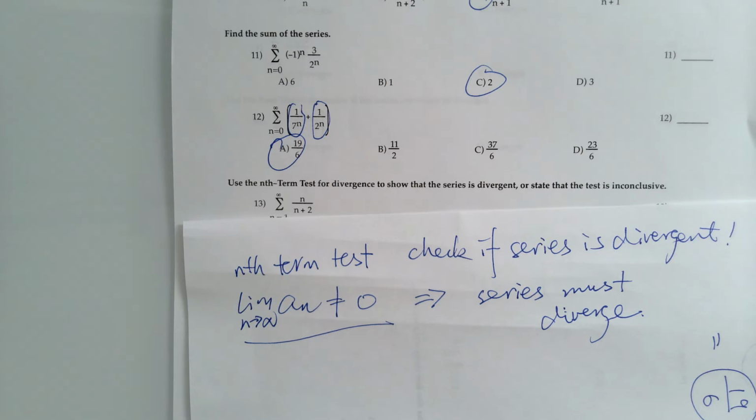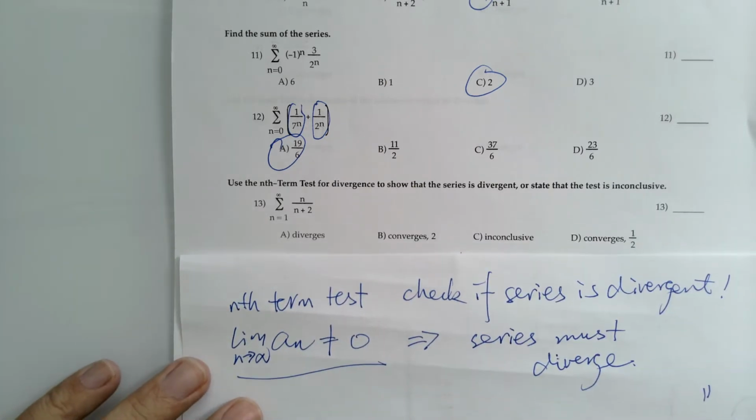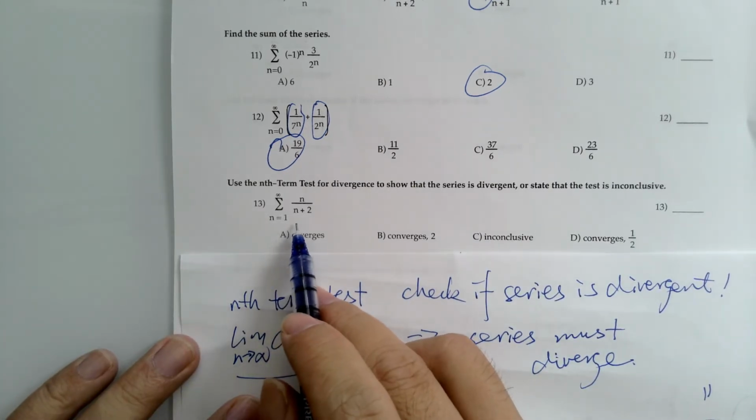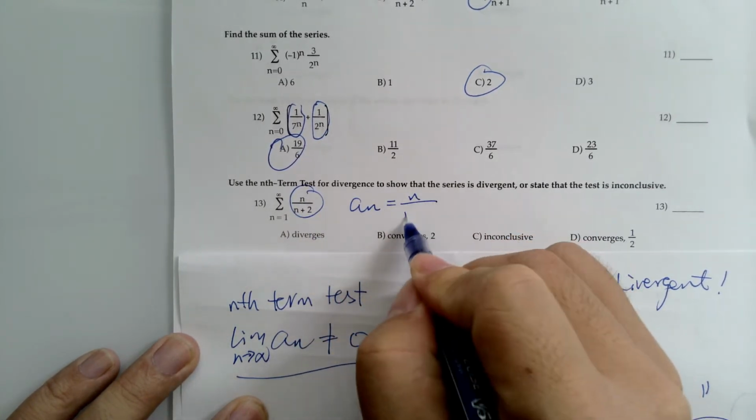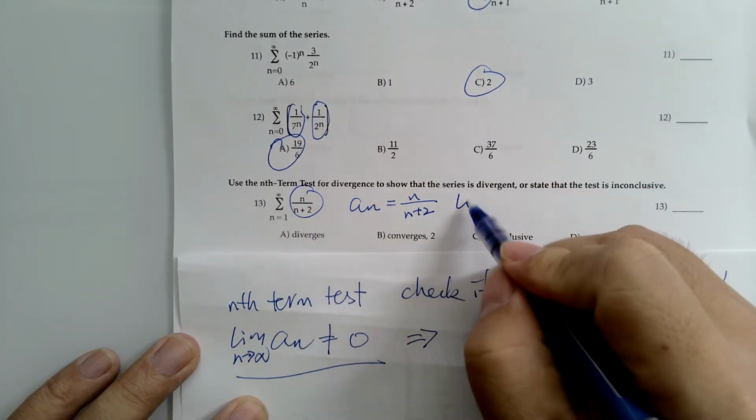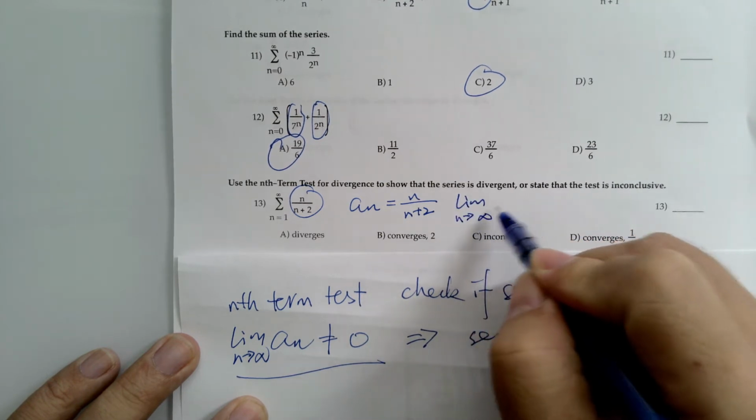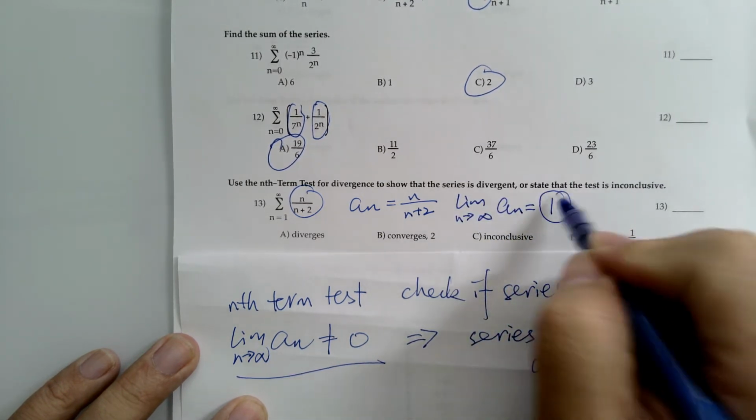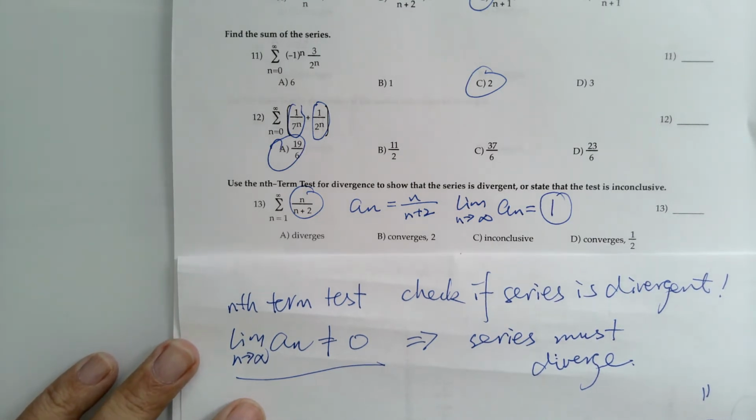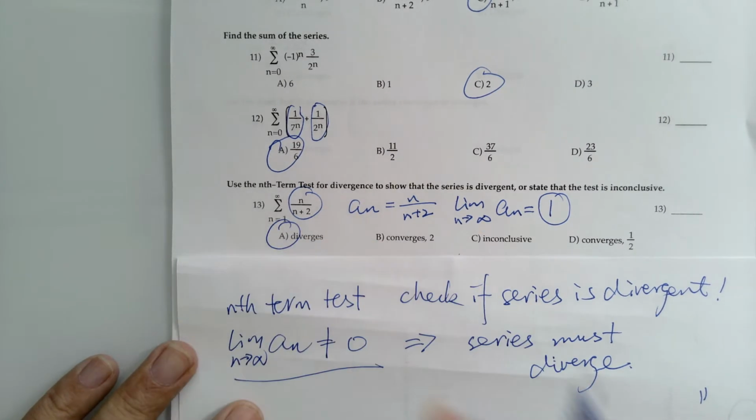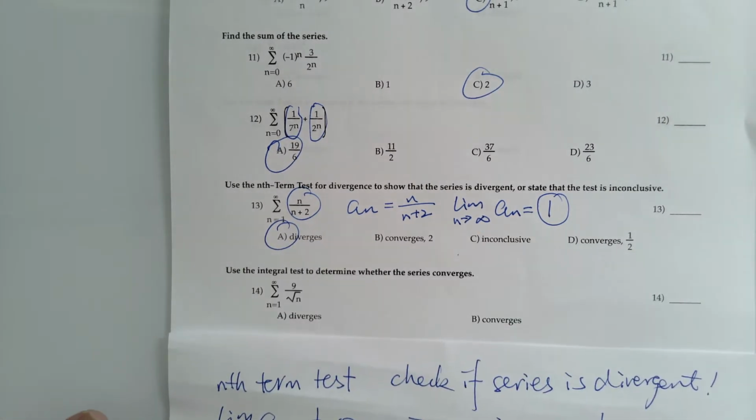So going back to here, you see that this is our a_n, n over n plus 2. If you take the limit of a_n, easily we get that this limit equals 1. So it's away from 0. That's great. Based on the nth term test, it diverges. Done. Simple, right? Okay.